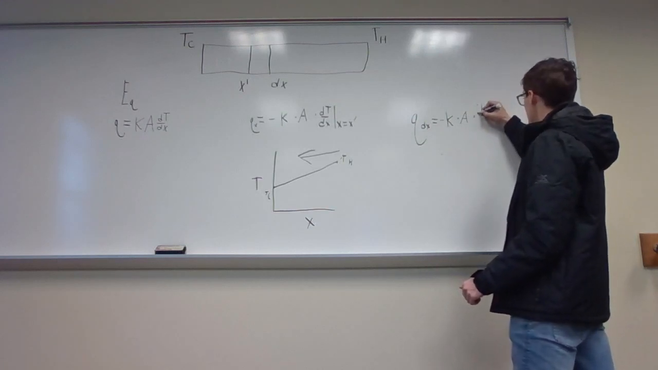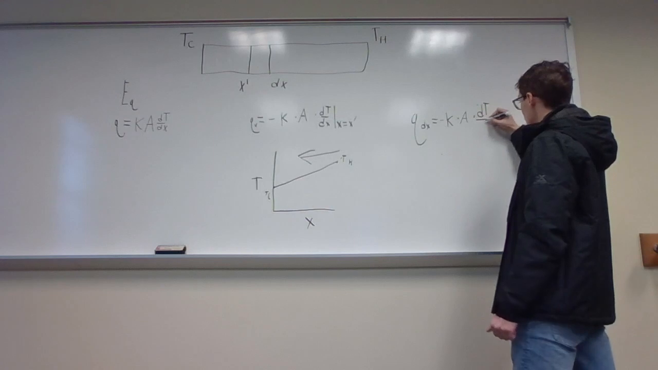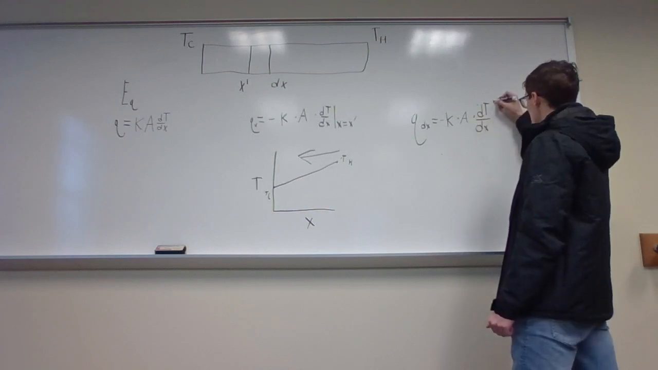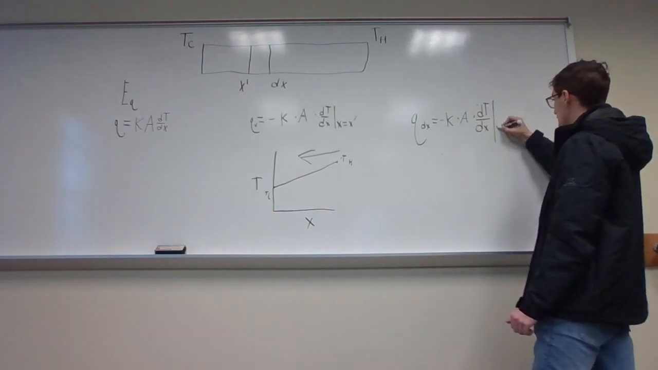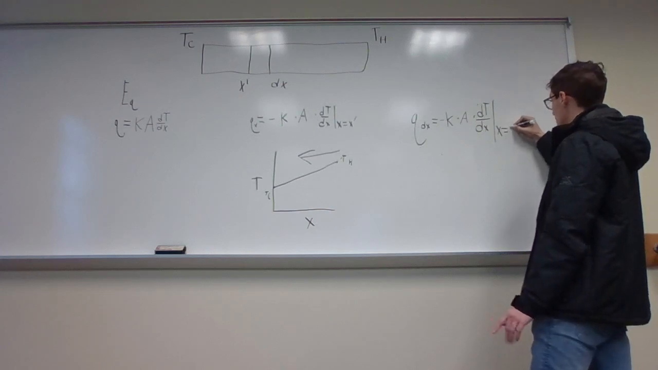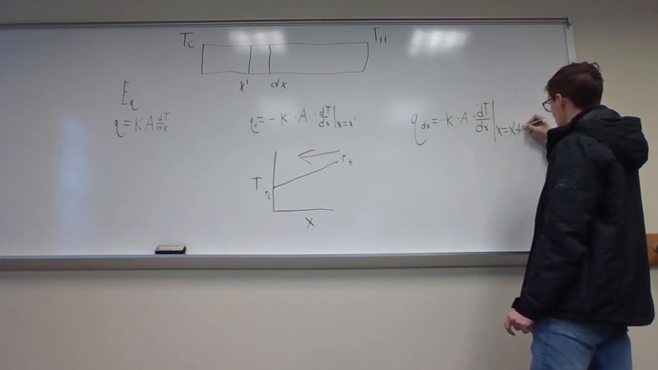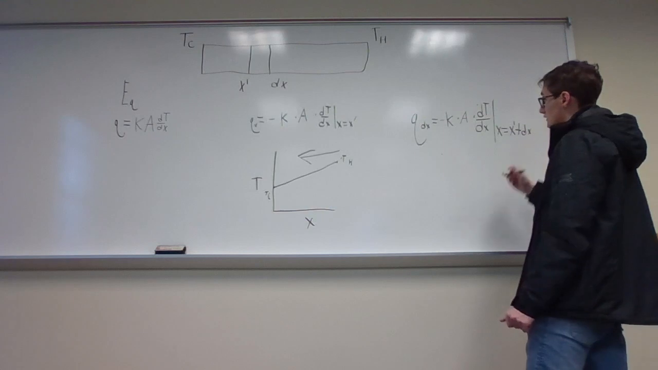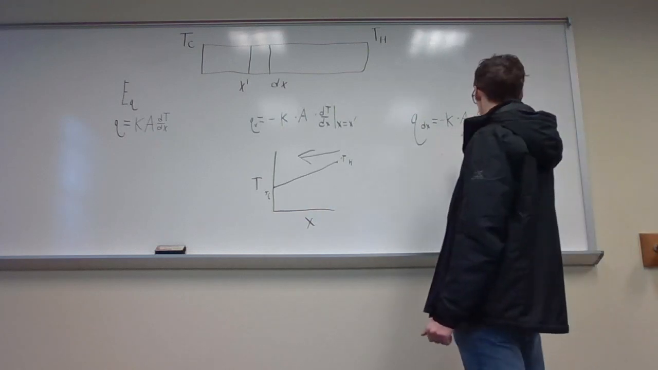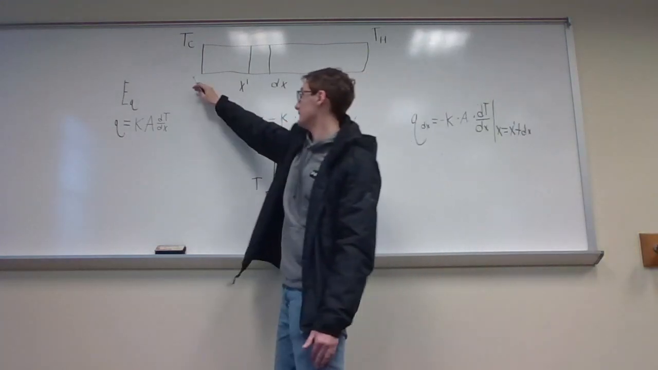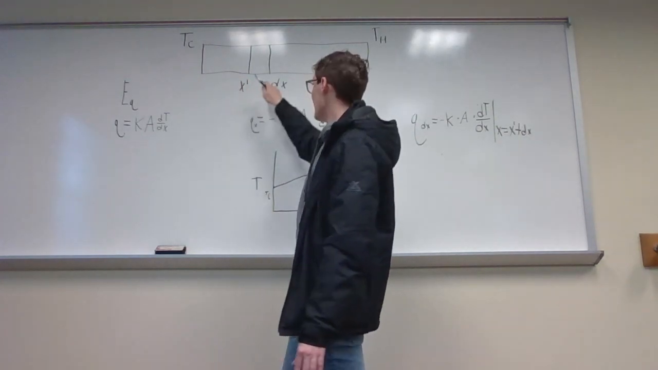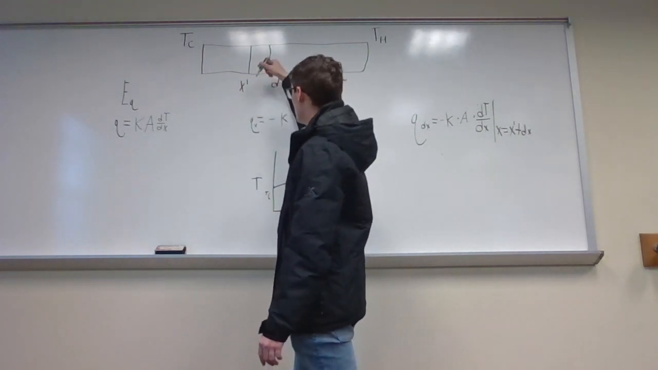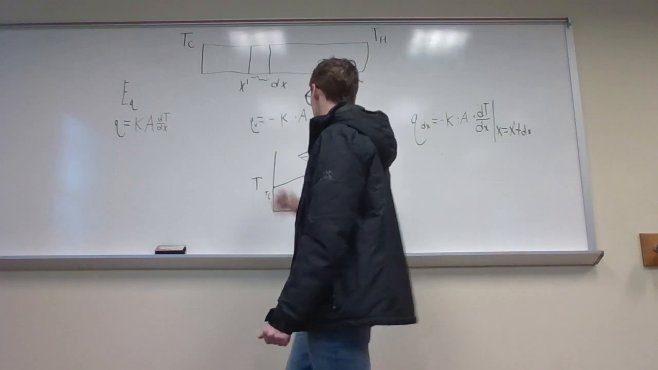Q A times dT over dx with respect to x, our position, equals x prime plus dx. And this is because we have our x prime, you'd be saying from here to here, and then also we need to add our dx. This is what this distance here is.